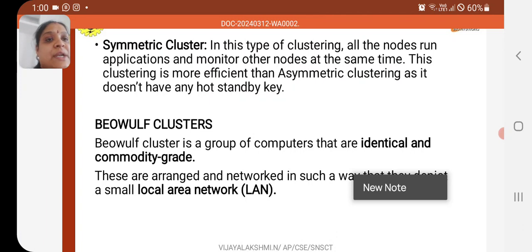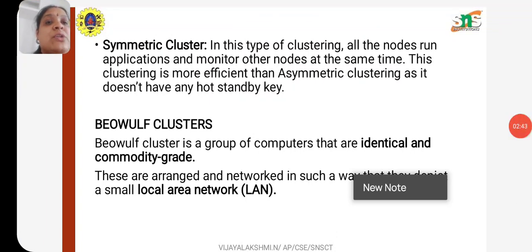What is symmetric? In this type, all the nodes run applications and monitor other nodes at the same time. Here there won't be any failure, so it doesn't need any hot standby.